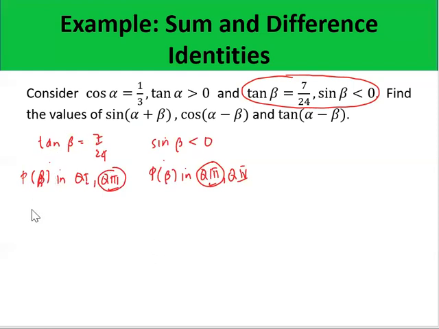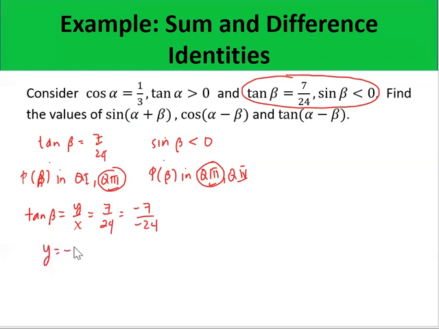So from the information here, tangent beta is equal to y over x, and that's going to be 7 over 24. But since we are in the third quadrant, it should be that y is equal to negative 7 and x is equal to negative 24.